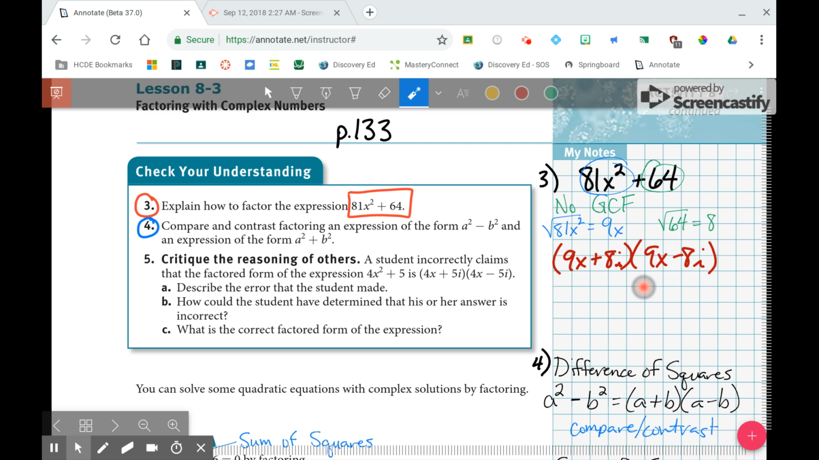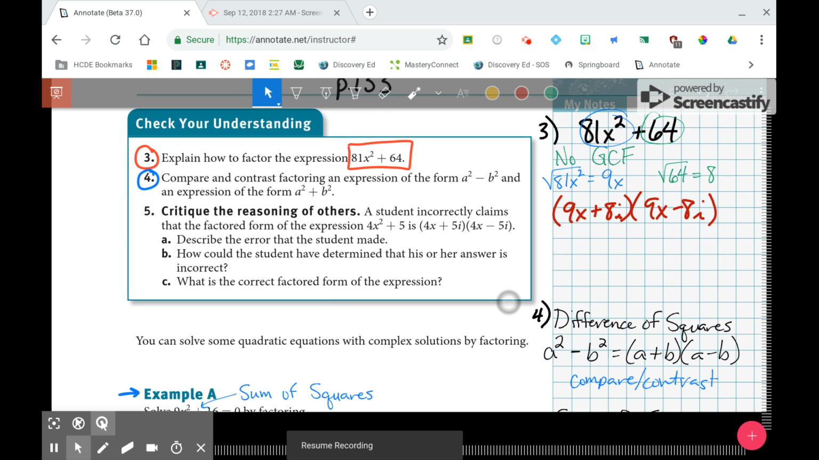But because we have those alternating signs, notice if we just left it as positive 8, negative 8, that would be a negative 64. Well, our original problem has a positive 64. So that's why you have to include those i's, because when we multiply those together, i and i is an i squared, which would end up changing this negative 64 to a positive.